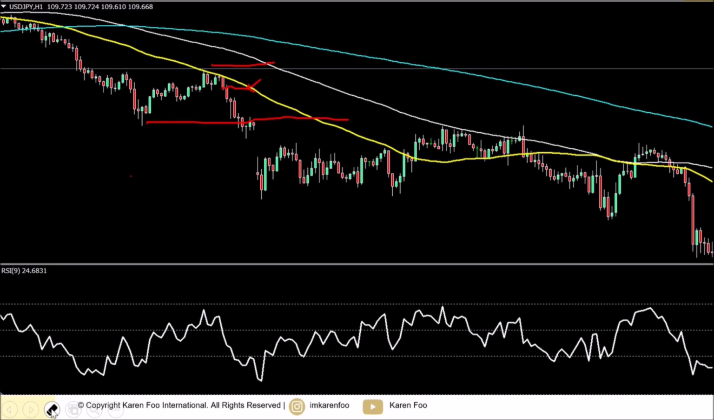But again, make sure that you only enter when the risk to reward is desirable, minimum 1:1 risk to reward ratio. Make sure you take into account the spread as well.